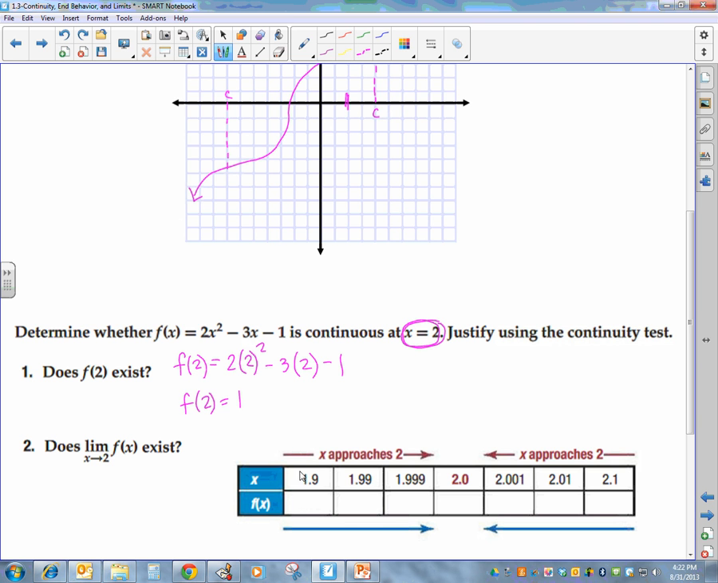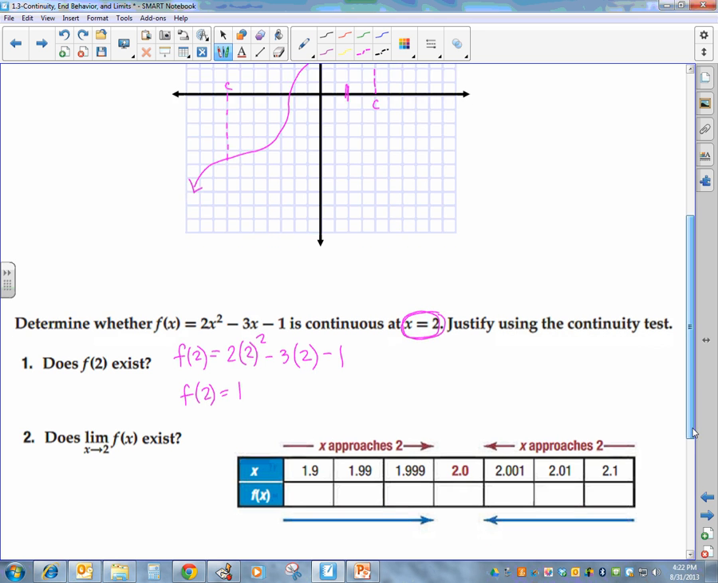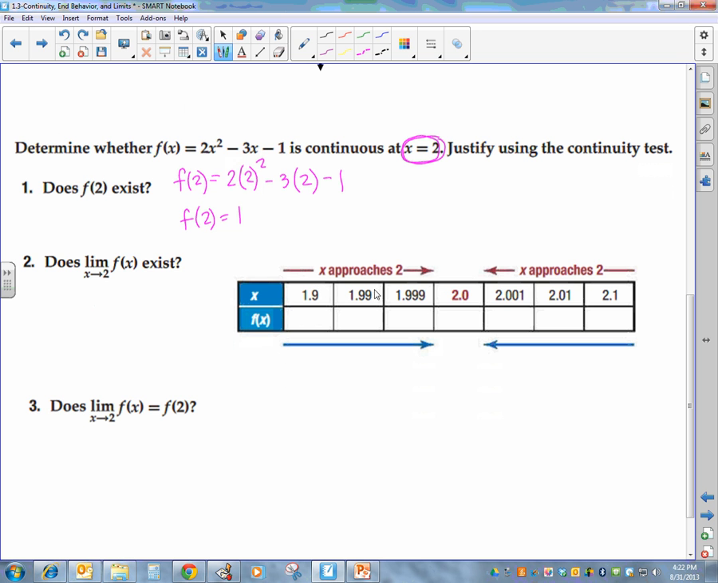So we start off always 1/10 away on both sides, and then we go to 100th away, and then we go to 1,000th away. Hopefully you can see that means we're getting closer and closer to 2. So we're going to put these values into our function and see what happens. You can plug them into the table, but to move along, when you do that, you get these values for your y, or f of x.